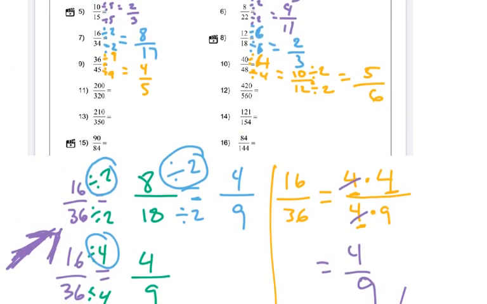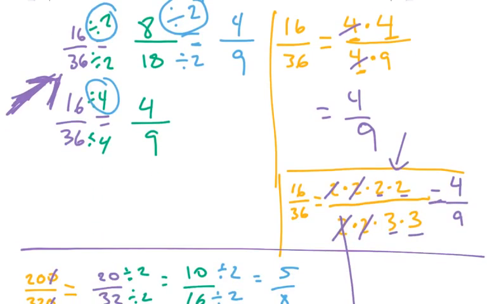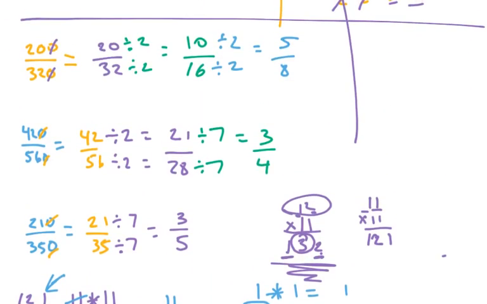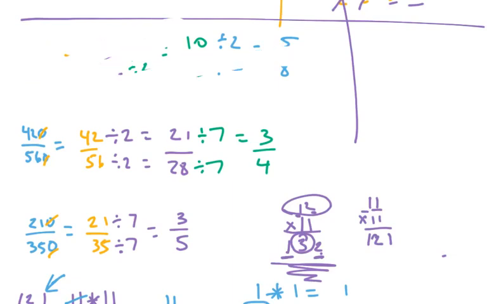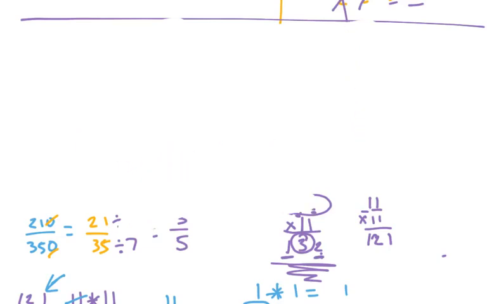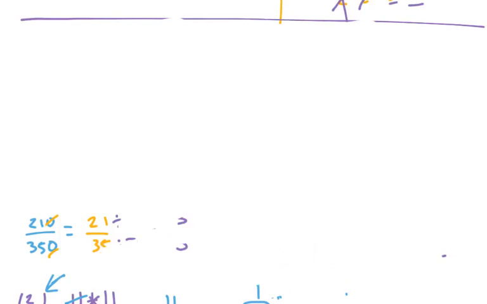All right, let's try to finish this up. 90 over 84 is the next one. And I've run out of space, so I'm going to erase this. 90 over 84. Sorry, I'm sure watching me erase is very, very exciting. Okay, so I said 90 over 84.